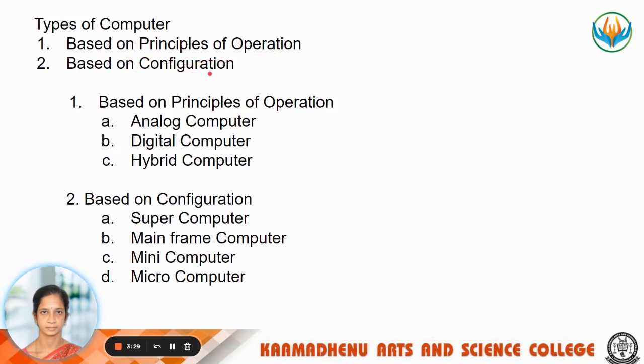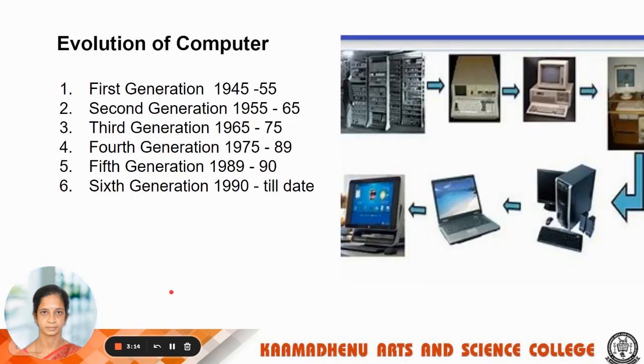Types of computers: there are two bases, one based on the principles of operation and the second based on configuration. Based on the principles of operation, there are three categories of computer: analog, digital, and hybrid. Based on configuration, there are supercomputers, mainframe computers, minicomputers, and microcomputers.